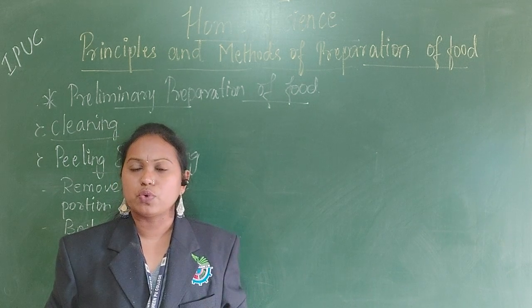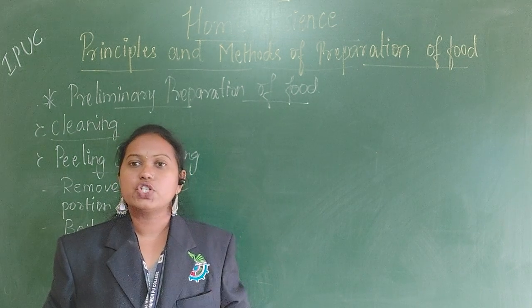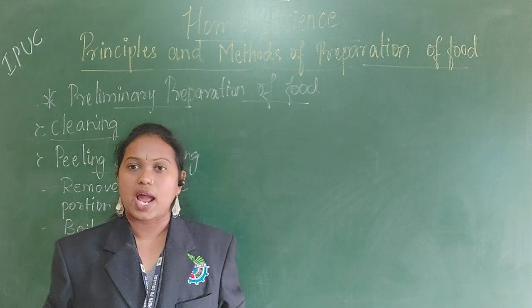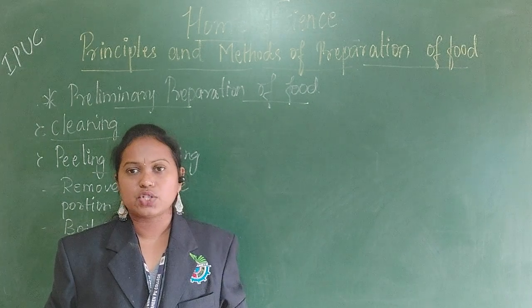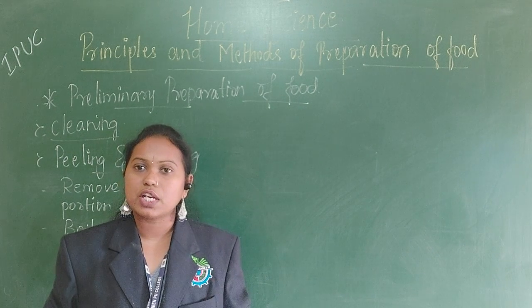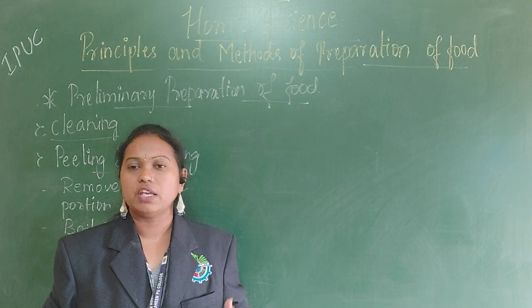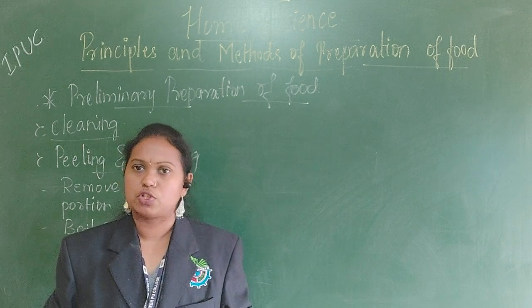The peeling of roots and tubers which come in contact with the soil, such as carrot, radish, potato, etc., helps in further removing the soil that might have been there even after the proper washing.